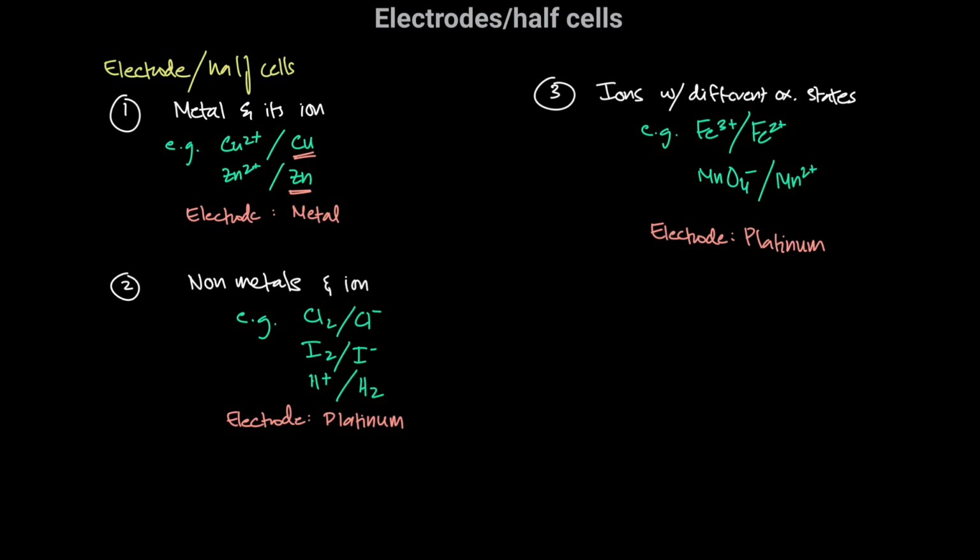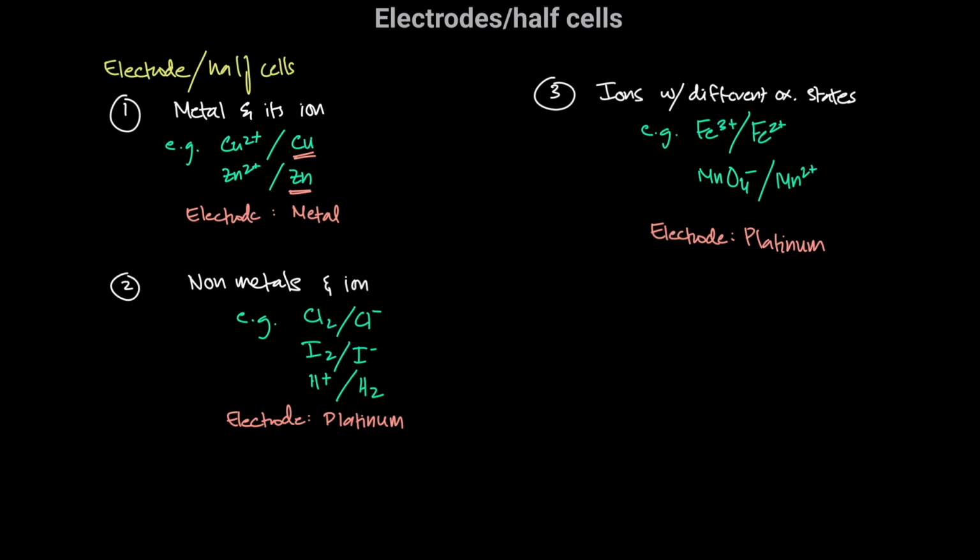And the same thing if we have two ions in different oxidation states in equilibrium with each other. With this type of redox equilibrium, again the electrode will be inert but conductive, so we're going to use platinum. Alternatively, instead of platinum, you will also see graphite being used, but platinum is the common material.